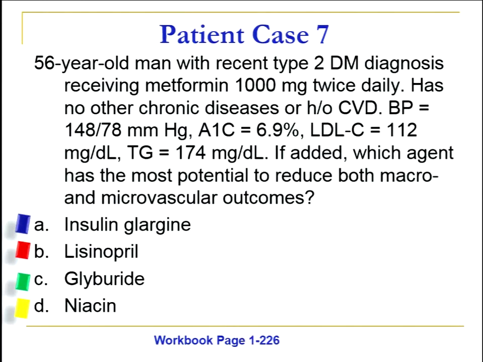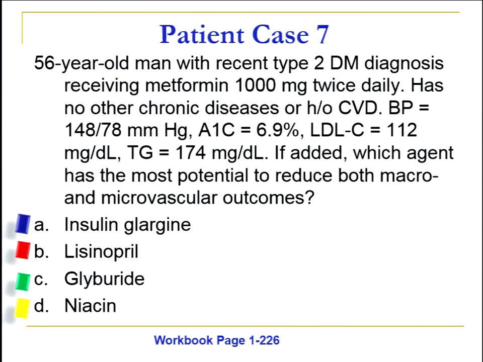All right, patient case 7. Patient who's 55 is recently diagnosed with type 2 diabetes. He's been receiving twice daily metformin at 1,000 milligrams, no other chronic conditions, no history of cardiovascular disease. Blood pressure today is 148 over 78, A1C is 6.9, LDL is 112, and the triglycerides are 174.